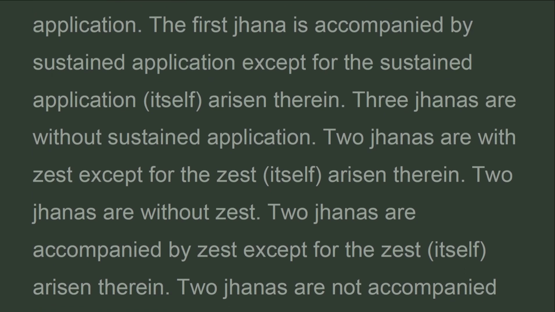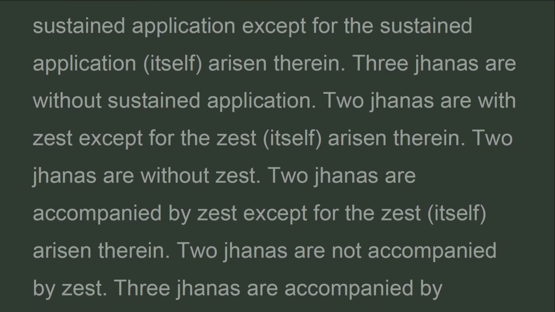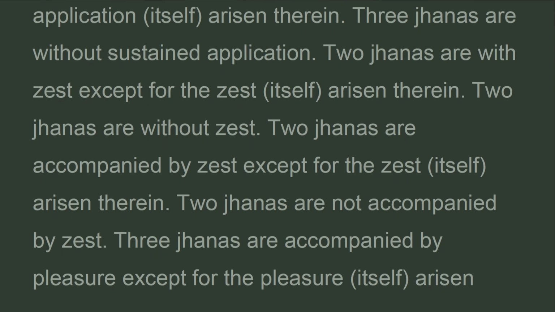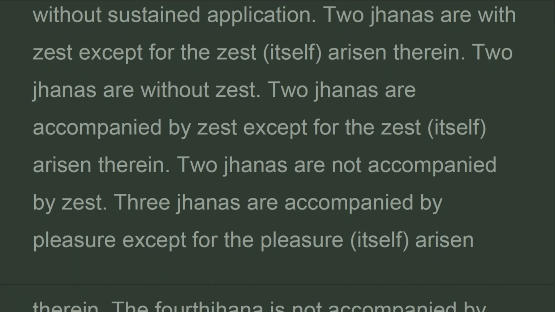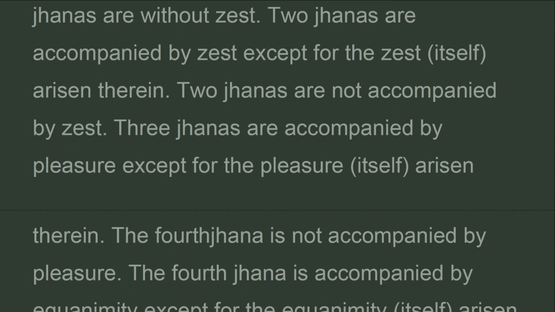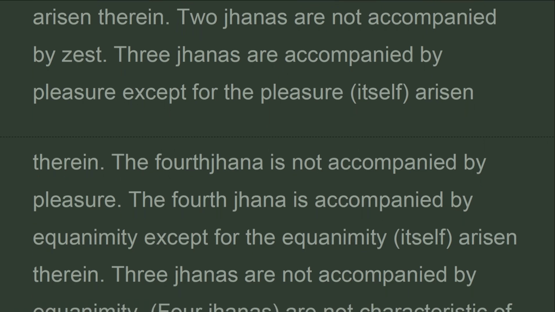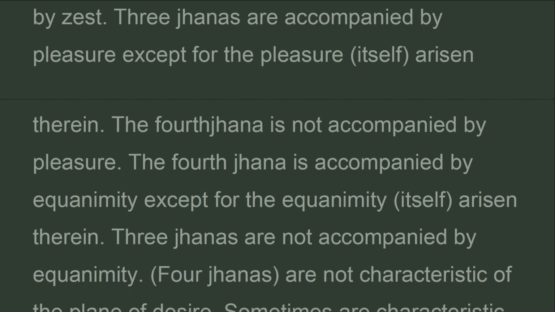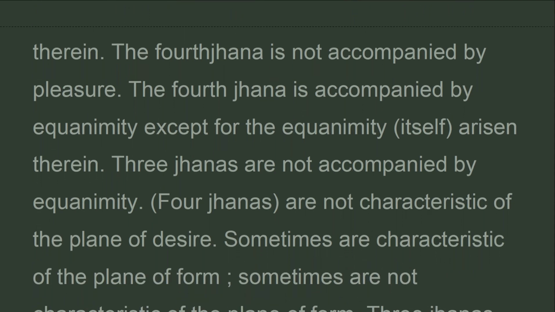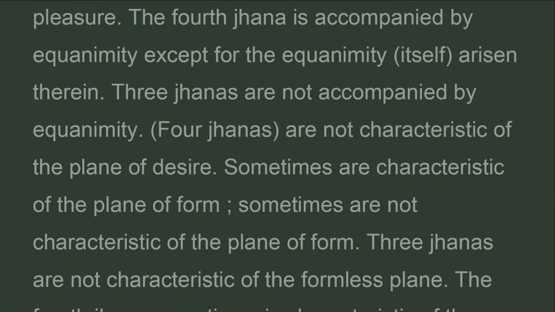Two jhanas are with zest except for the zest arisen therein. Two jhanas are without zest. Two jhanas are accompanied by zest except for the zest arisen therein. Two jhanas are not accompanied by zest. Three jhanas are accompanied by pleasure except for the pleasure arisen therein. The fourth jhana is not accompanied by pleasure. The fourth jhana is accompanied by equanimity except for the equanimity arisen therein. Three jhanas are not accompanied by equanimity.